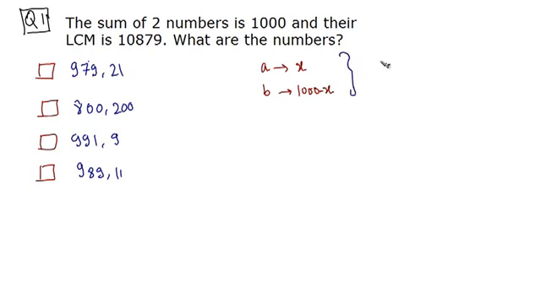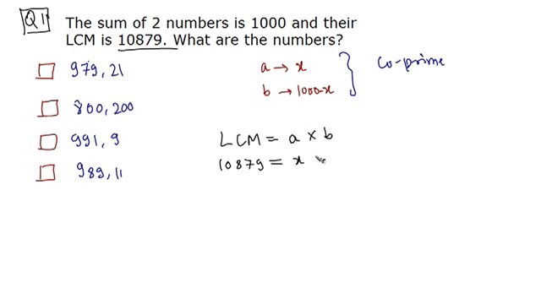Let us consider these two numbers as co-prime. Now if we consider these two numbers as co-prime numbers, we can write their LCM as their product. So LCM is equal to A cross B. Now we have been given the LCM, which is 10879. And we know the values of A and B, which is X and 1000 minus X. So 10879 is equal to 1000x minus x square.